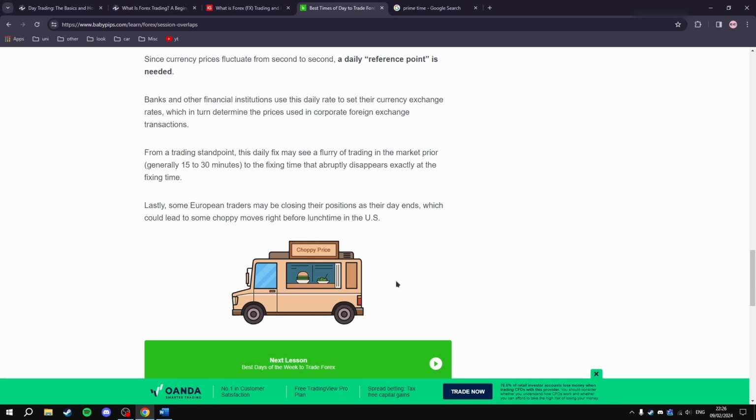From a trading standpoint, this daily fix may see a flurry of trading in the market prior to the fixing time, generally 15 to 30 minutes, that abruptly disappears exactly at the fixing time. Wait, what? Oh, right, okay, so everyone's trying to rush to get the trades done before the fixing time actually happens.